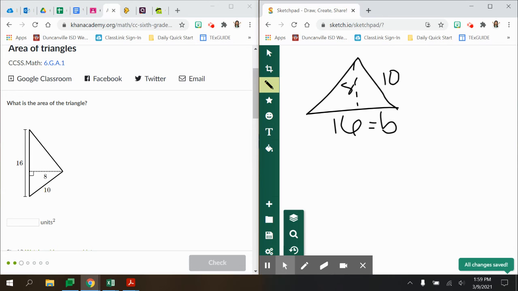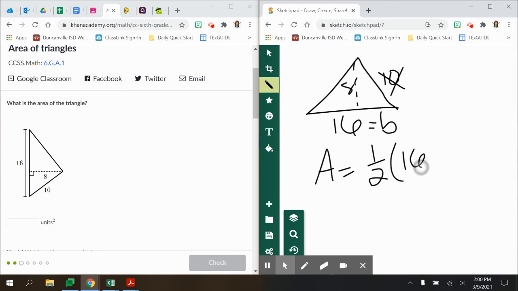My height, remember, is straight up and down from the base and showing me how tall it is. 10 is a diagonal, so I don't want that number. We don't use diagonals in 6th grade, okay? Later, in your math career in high school, you will, but not in 6th grade. So 8 is my height. So in my formula, it's 1/2 times my base, which is 16, times my height, which is 8 in this problem.